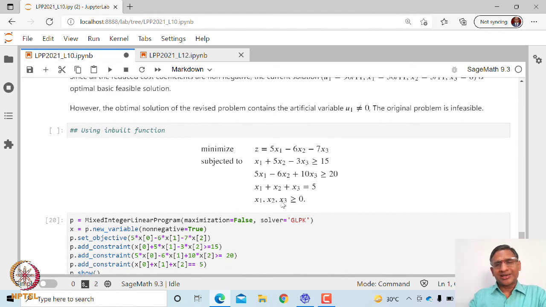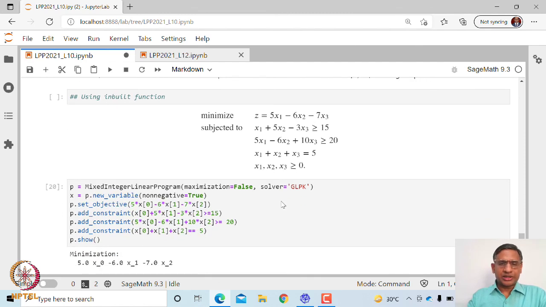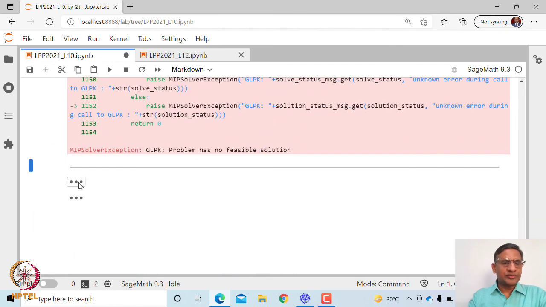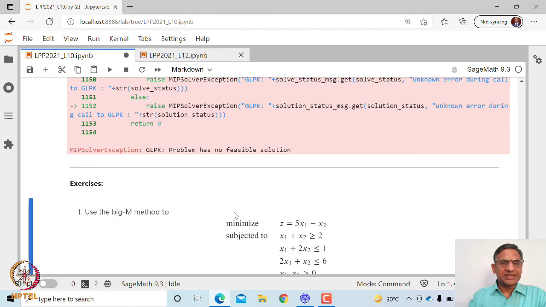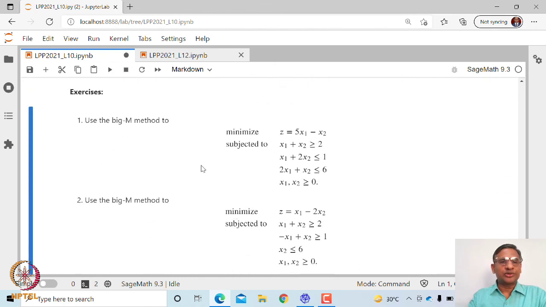Of course, you can also look at an example where you will have an unbounded revised problem, or artificial problem, and then see what happens to the original problem. That can also be explored, but you can take some examples. Anyway, let me leave you with some exercises. These are the 2-3 exercises which you can solve using the Big M method.